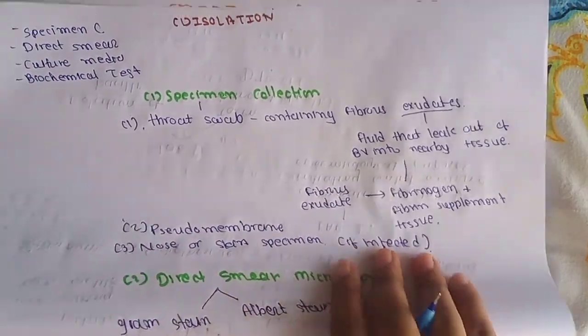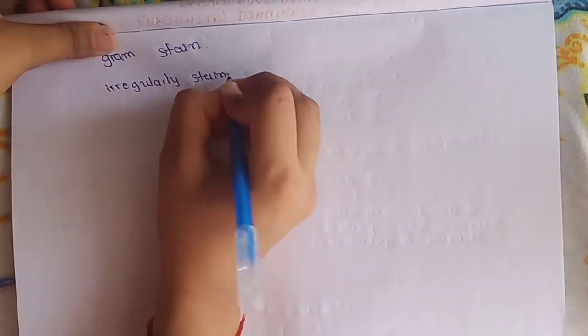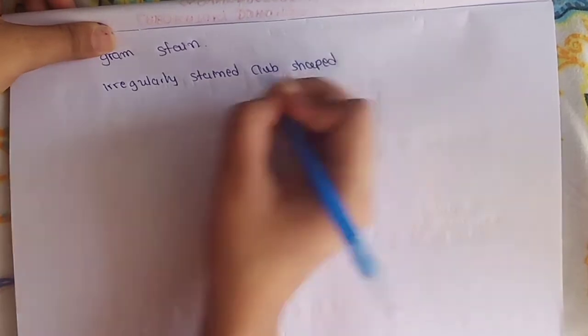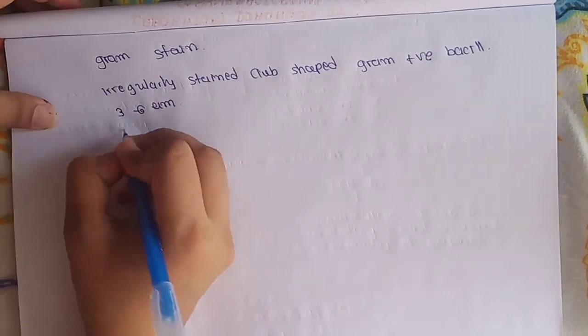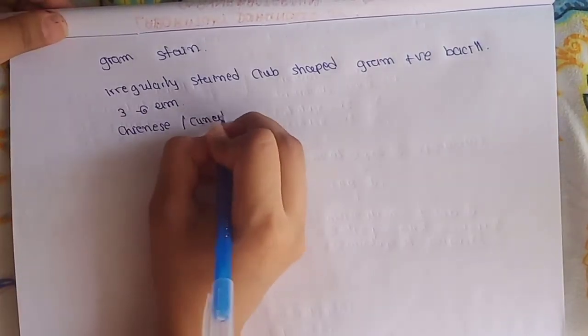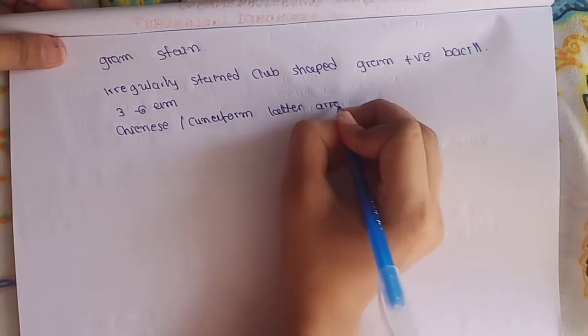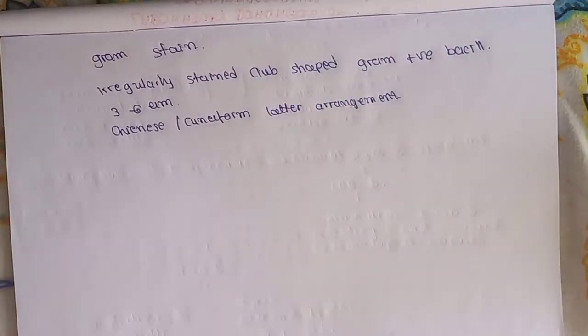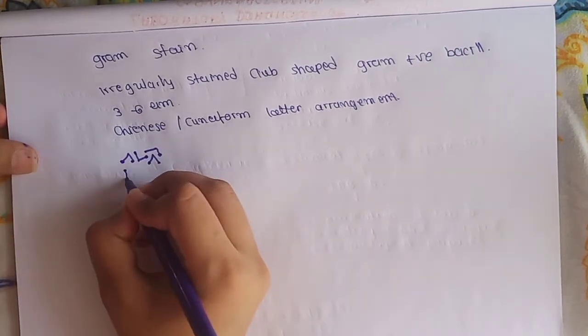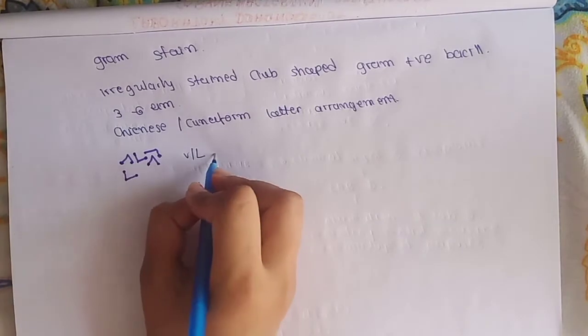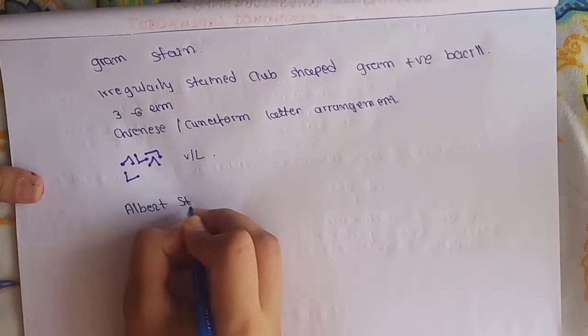Let's talk about the gram staining. As we know, Corynebacterium diphtheriae is irregularly stained. So they are irregularly stained plus club shaped gram positive bacilli, so purple in color. They are 3 to 6 micrometer in length, and they are typically arranged in Chinese letter or cuneiform arrangement, meaning V or L shaped. It is difficult to differentiate them from other commensals of Corynebacterium, and it will look something like this, purple colored bacilli.